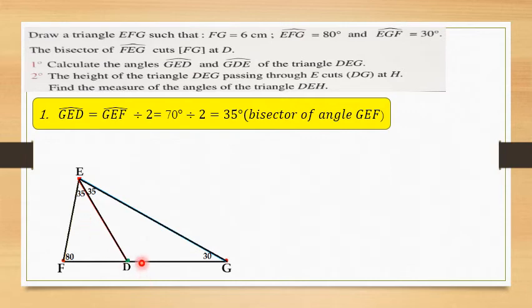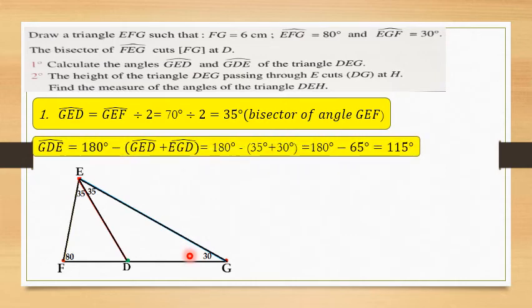Okay? Now how to find the measure of this angle? Again, I'll take into consideration triangle DEG. The sum of its angles is 180. I know two of its angles, 35 and 30. So GDE equals 180 minus 35 plus 30. It's 180 minus 65, which is 115. So here the measure of angle EDG, or GDE, equals 115. Okay?